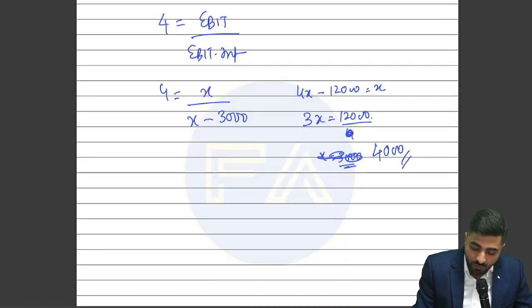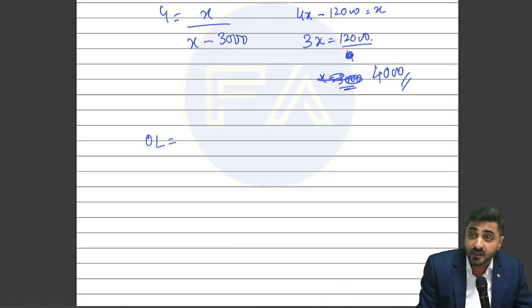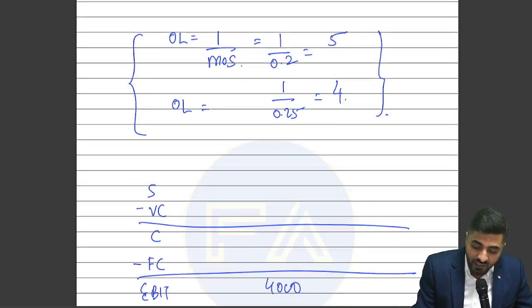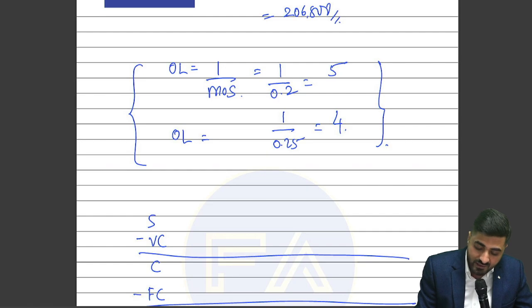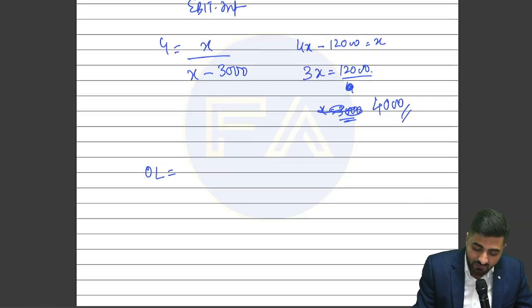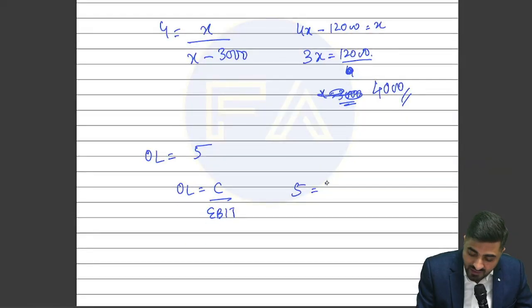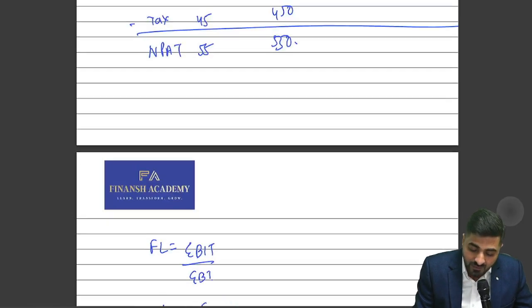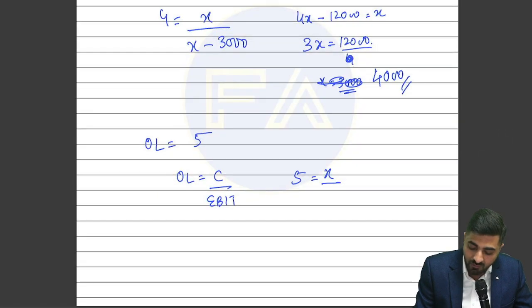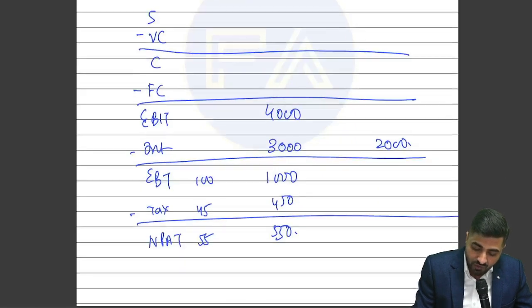Now, do I have operating leverage in the question? Yes. I have just now calculated operating leverage by taking 1 divided by MOS. Can I say this is going to be 1 divided by 0.2 and which is coming as 5? What is the formula for operating leverage? Contribution upon EBIT. Operating leverage is 5. I don't know what is the amount of my contribution, but at least I know what is the amount of EBIT. What is EBIT, guys? 4,000. 20,000. I substitute here 20,000.